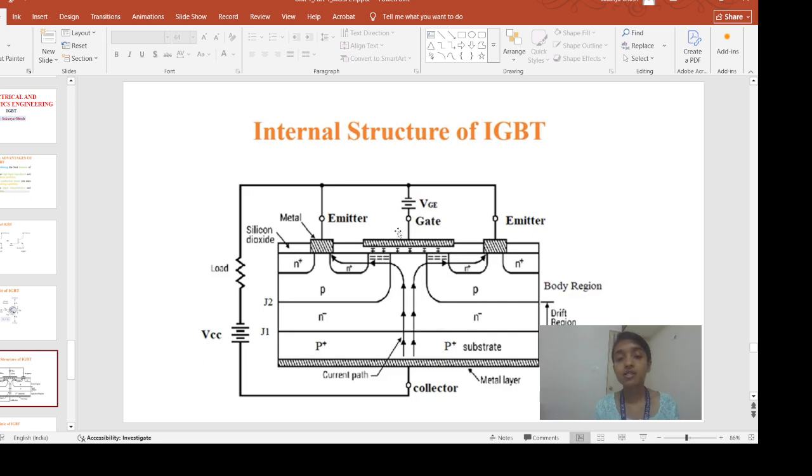Now first, let's say I haven't given any gate drive, it is 0. Now when you apply this VCC, what will happen?